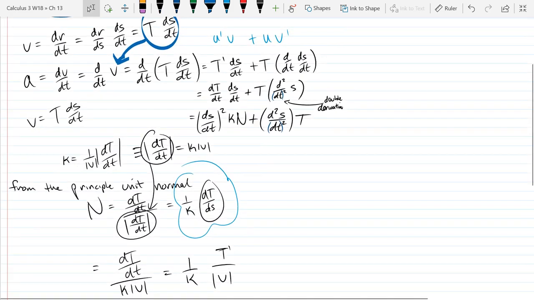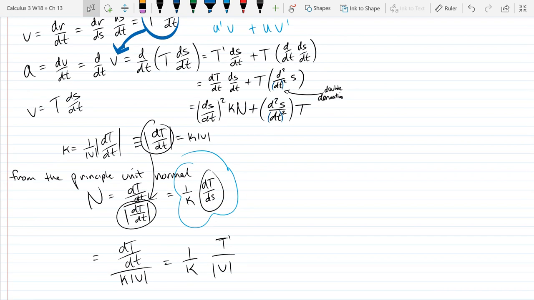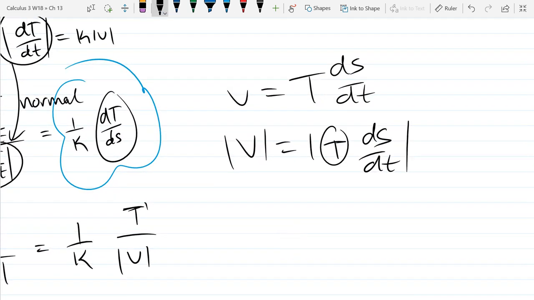So I think we're going to be using this ds over dt. I just took the identity right there. I'm going to take a magnitude. So we have this. Now I'm going to take a magnitude of both sides. What we're looking at on the right side, t is a vector, and you can split magnitude across a vector times a scalar.